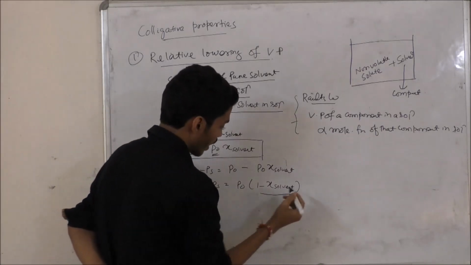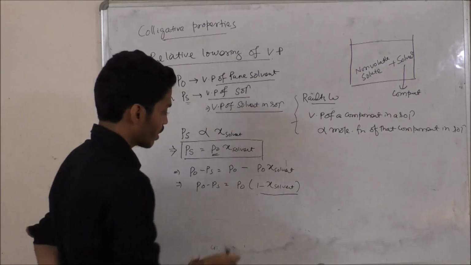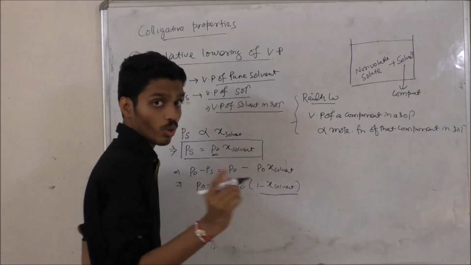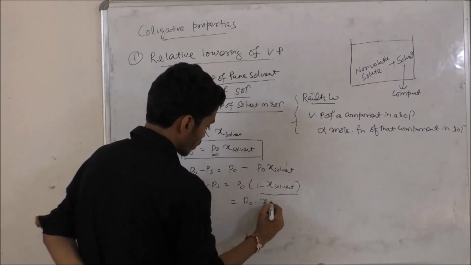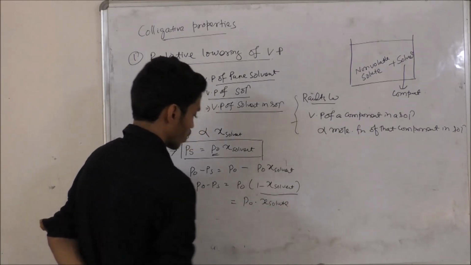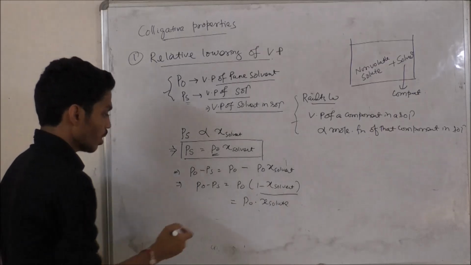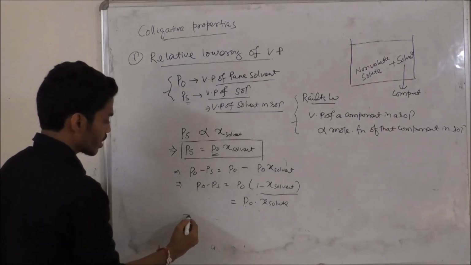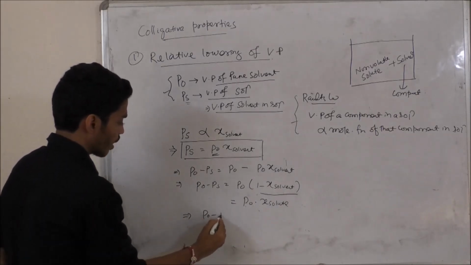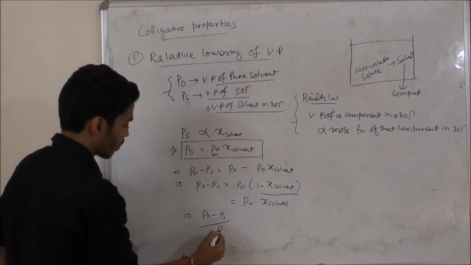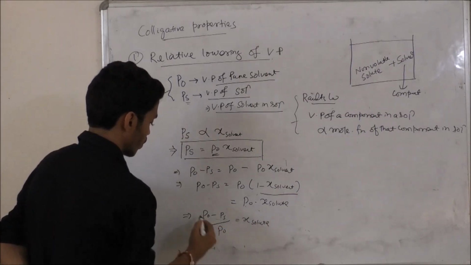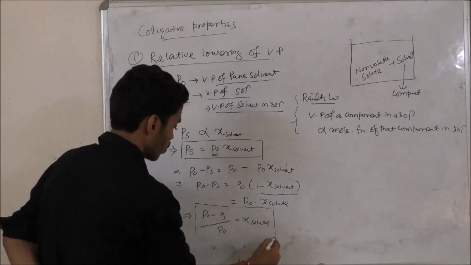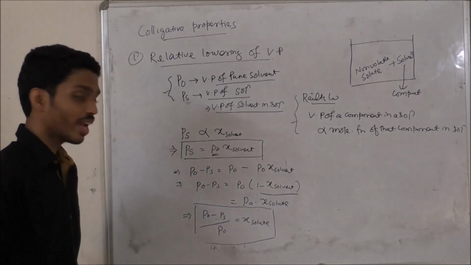So when we are writing 1 minus mole fraction of solvent, that is equal to mole fraction of solute. That is P naught into mole fraction of solute. Okay. So if we bring this P naught to this side, it will be like (P naught minus PS) whole divided by P naught is equal to mole fraction of solute. Okay. So this is our main equation.